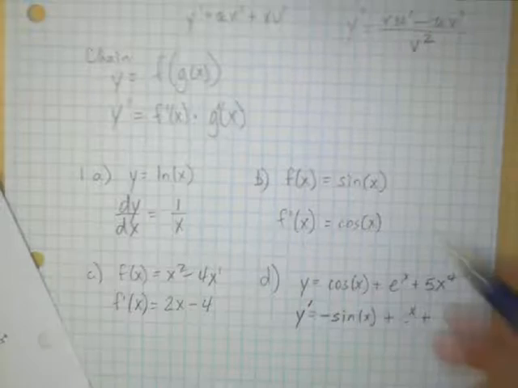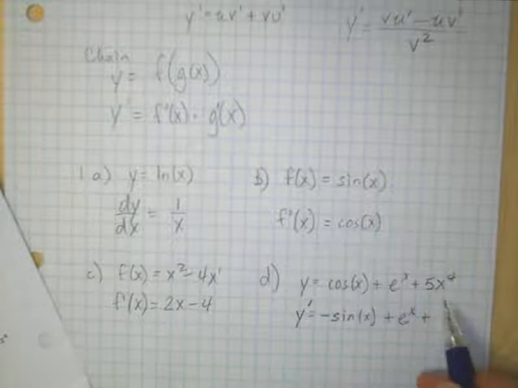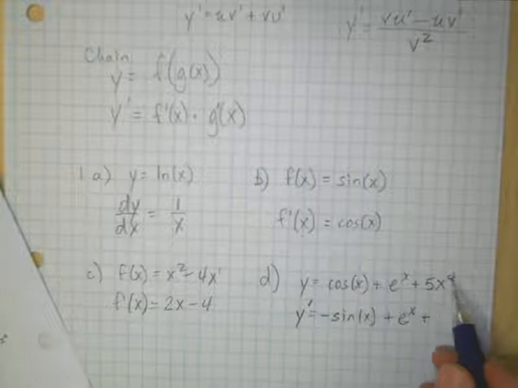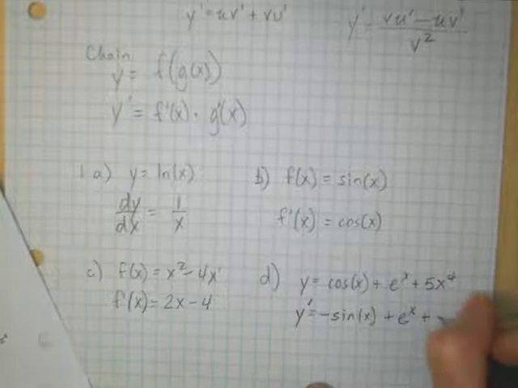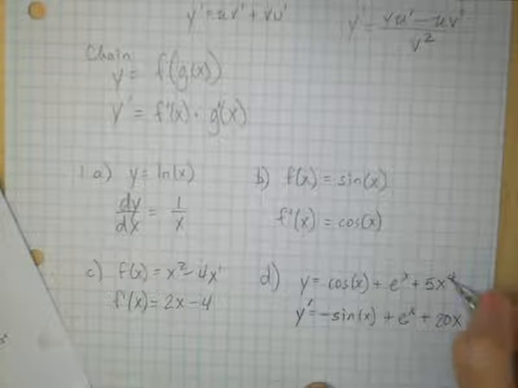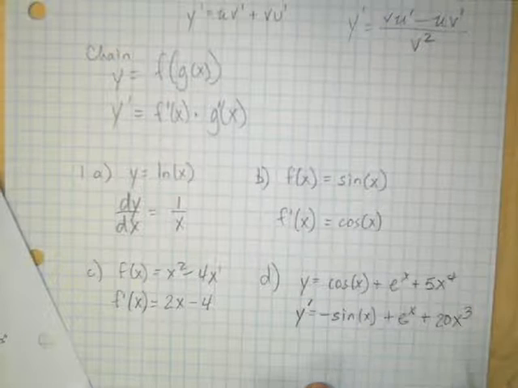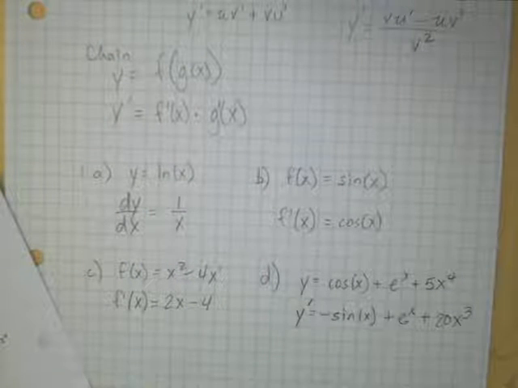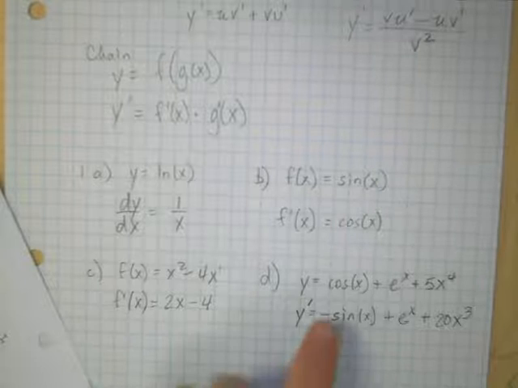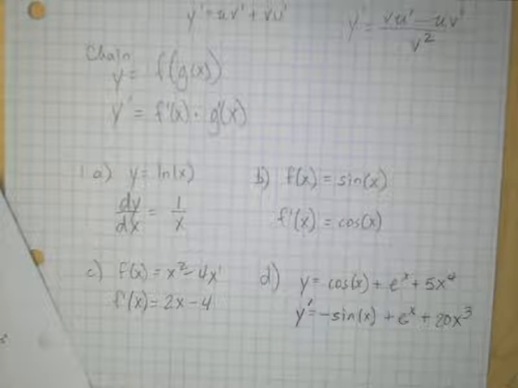And then the last one, what is the derivative of 5x to the 4th? Well, 4 times 5 is 20. X to the 4 minus 1 is 3. Okay, so when you have a sum, you can just take the derivative of each part separately. It doesn't matter what those parts are. Notice I have a cosine, I have an e to the x, and a 5x to the 4th, and take the derivative of each one.